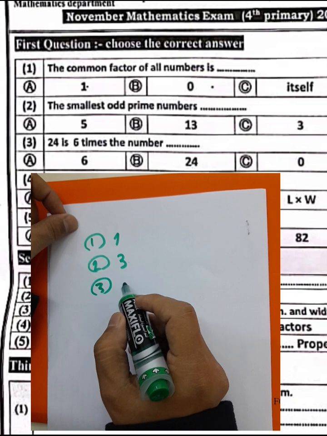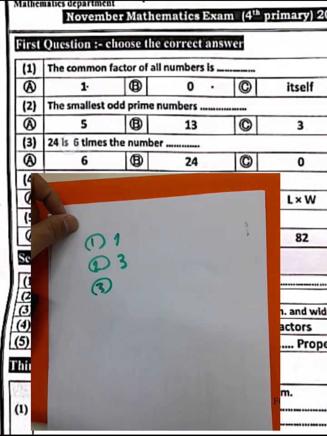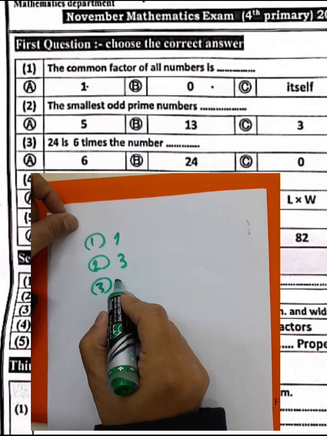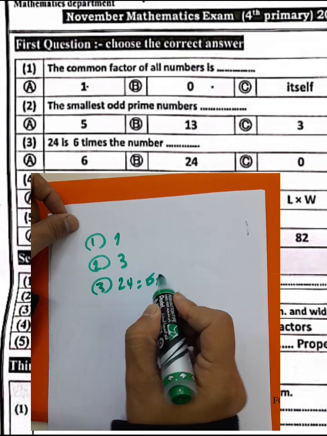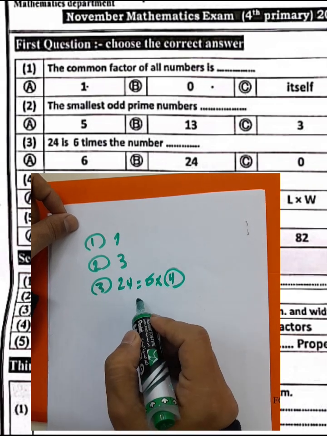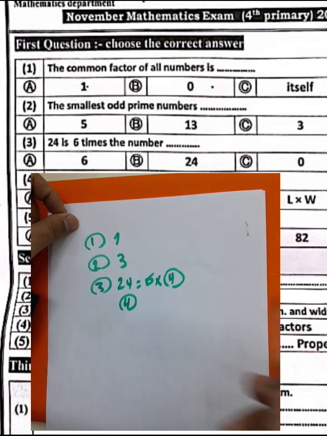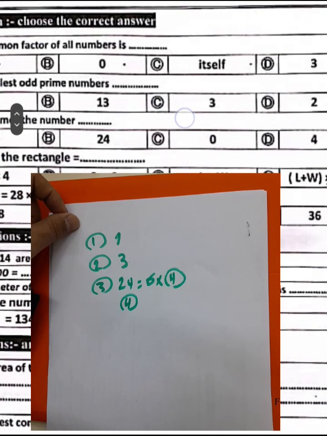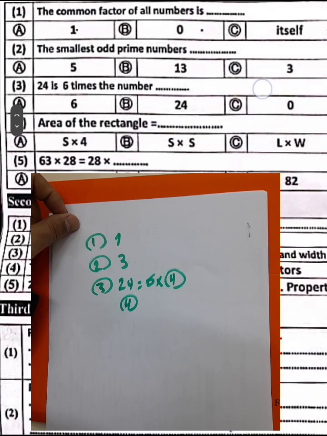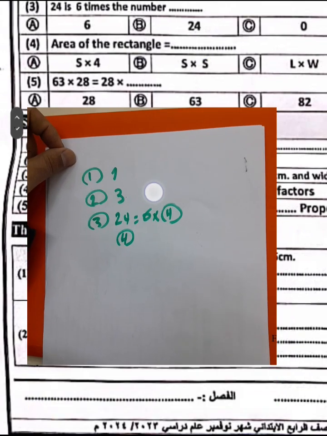Question number 3. 24 is 6 times the number what? It means 24 equals 6 multiplied by what? 6 multiplied by 4. Then we must choose 4. Okay, choose 4. Question number 4.